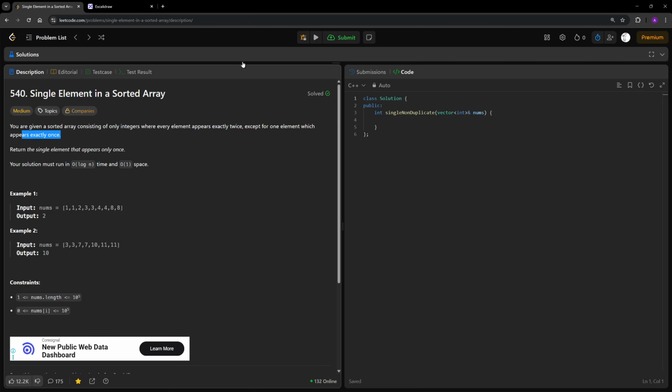Hello guys, so today we'll be focusing on an important problem called single element in a sorted array. In this, you're given a sorted array consisting of only integers, where every element appears twice except for the one element which occurs only once. You have to return the single element that appears only once, and we have to do that using O(log n).